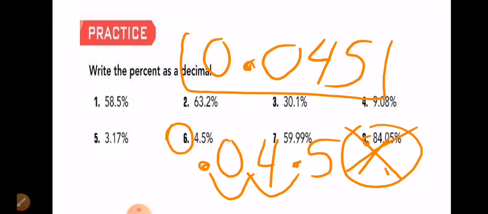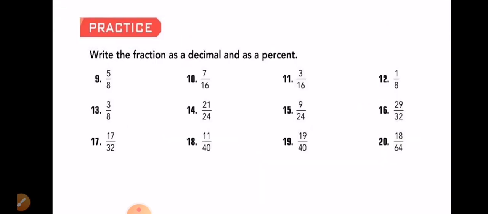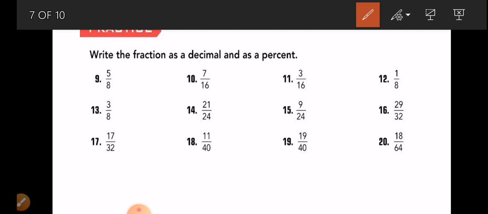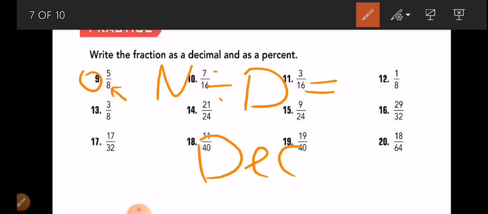Okay, let's see another question. Write the fraction as a decimal and as a percent. You have a fraction, find the decimal, then I can also find the percent from it. First, we said the rule before. If I have the fraction and I want the decimal from it, first check the number which is down. Can you make it 10 or 100 or 1000? The 8? No, we cannot. So I cannot use the mental way. I have to divide the numerator by the denominator, which will give me the decimal form.